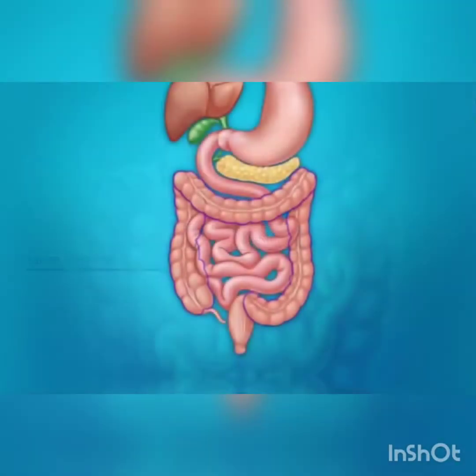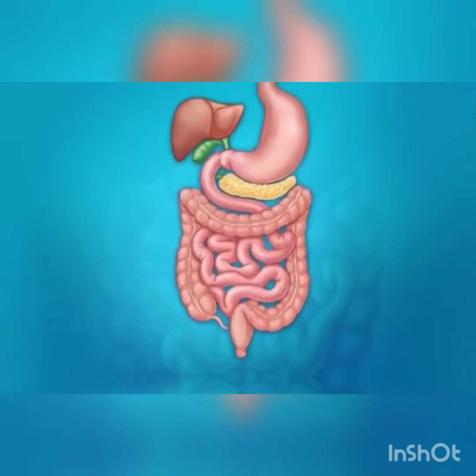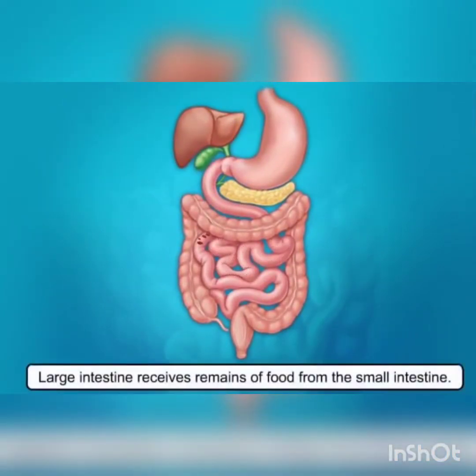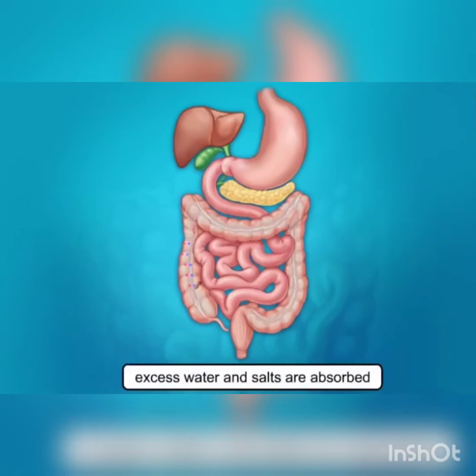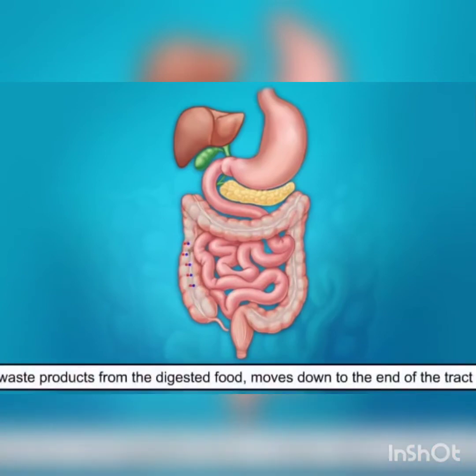Then the last part is the large intestine. It is a long wide tube about 1.5 meters long that surrounds the tightly coiled small intestine. It is at the end of the digestive system. It helps to absorb fluids and salts from the undigested food. The large intestine receives remains of the food from the small intestine. The excess water and salts are absorbed here.